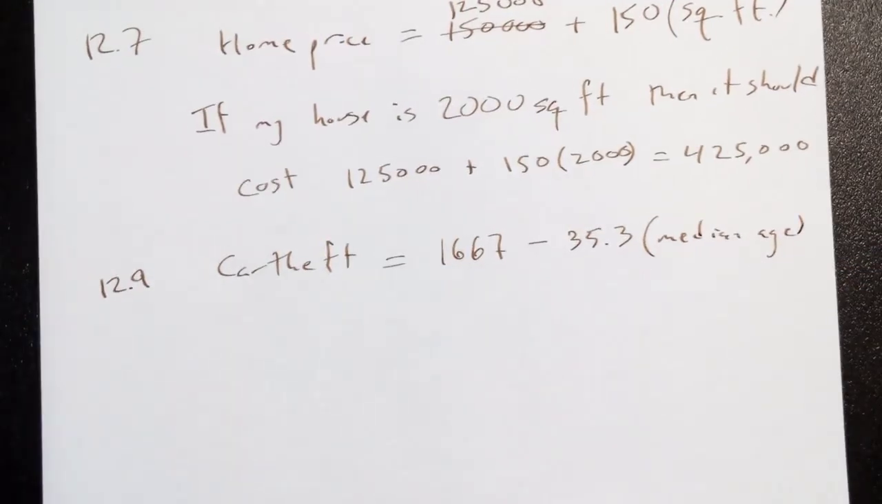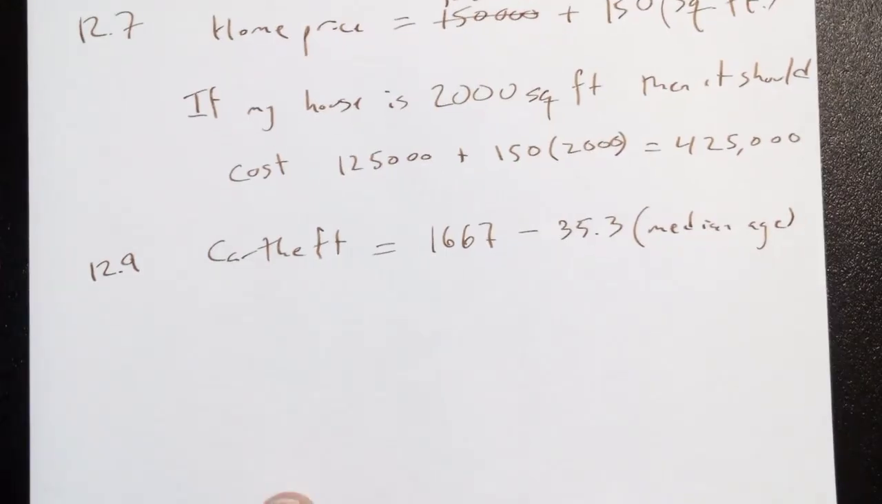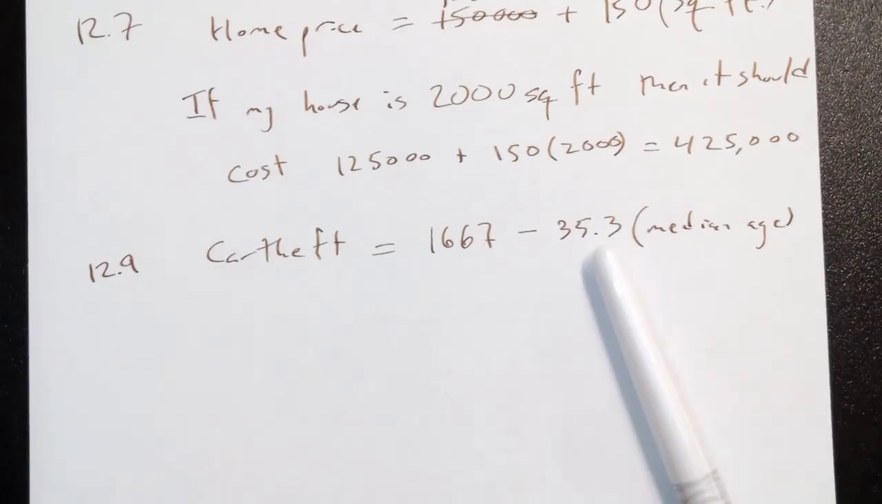This equation relates the number of car thefts per 100,000 people to the median age of the population in that area. All right, wait a minute. Car thefts per 100,000 people related to the age of the population in that area. What does this number mean?